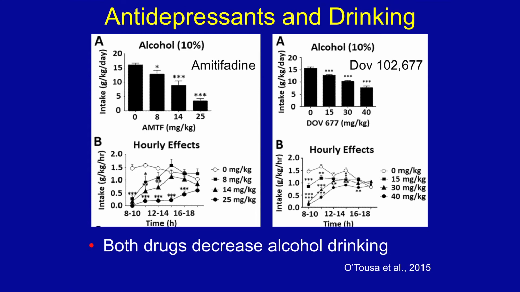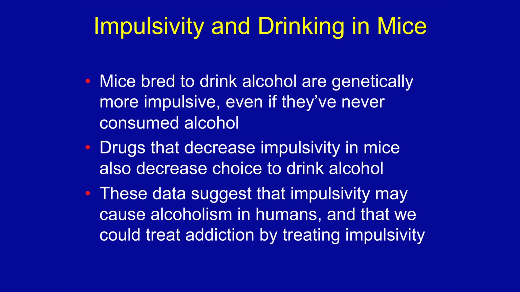So while the animals are feeling the effects of these drugs, they're less impulsive and they drink less alcohol, which again tends to tie this construct of impulsivity to alcohol drinking. And this drug, DOV-102-677, it's actually a pretty effective dopamine uptake blocker, and it's more effective both for the impulsivity and decreasing drinking. So what these data suggest is that if we can think about the causal factors for drug addiction, things like impulsivity, I'm not saying that's the only cause, it's a cause, and we can think about ways to change those causes, then we can potentially find new medications for this kind of condition.